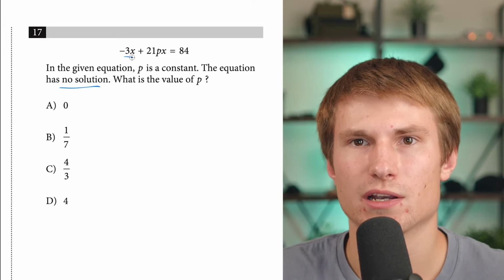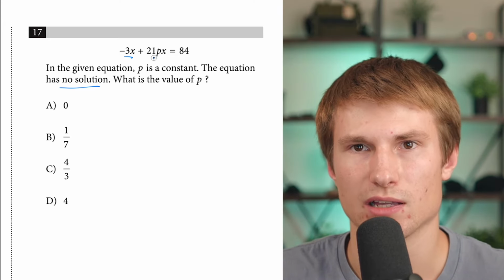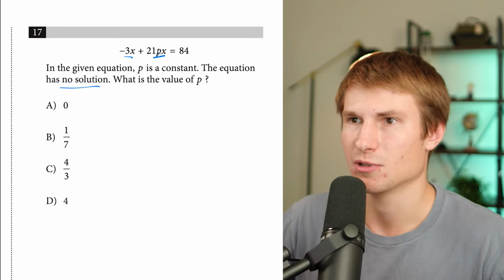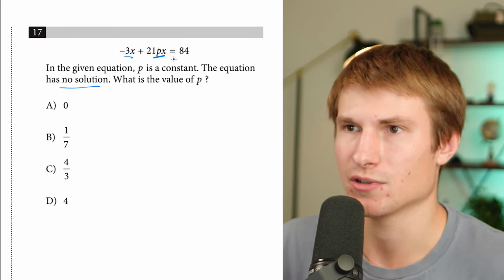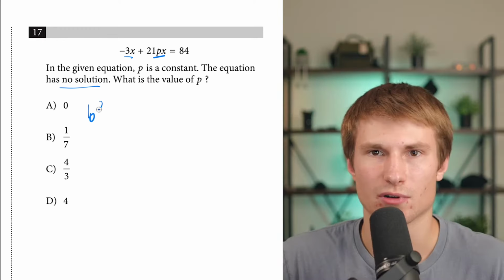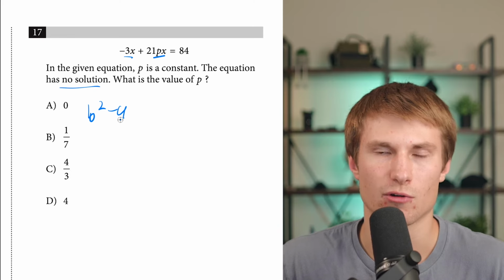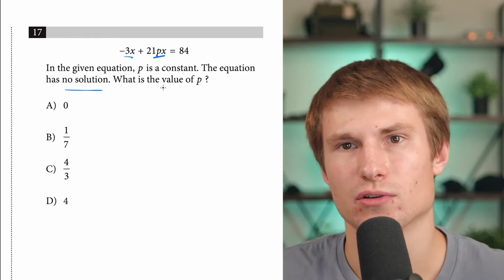All right, what we see here, we're not dealing with a quadratic. We're dealing with something that's just not a quadratic, so we don't have to deal with an x squared value. So we're not dealing with b squared minus 4ac, obviously, because that's not a quadratic. So we're looking for this equation to have no solution. What's the value of p?